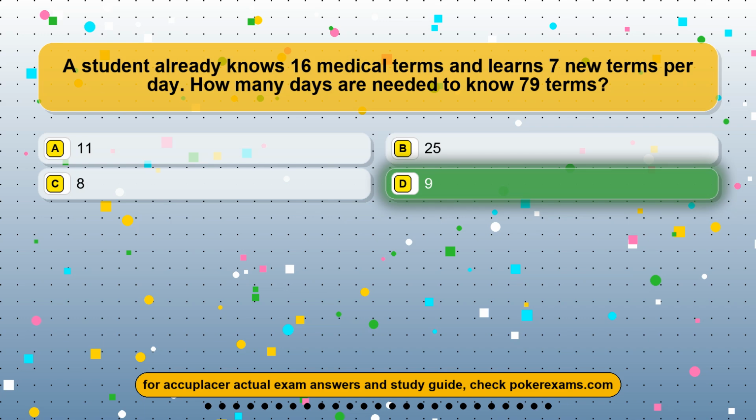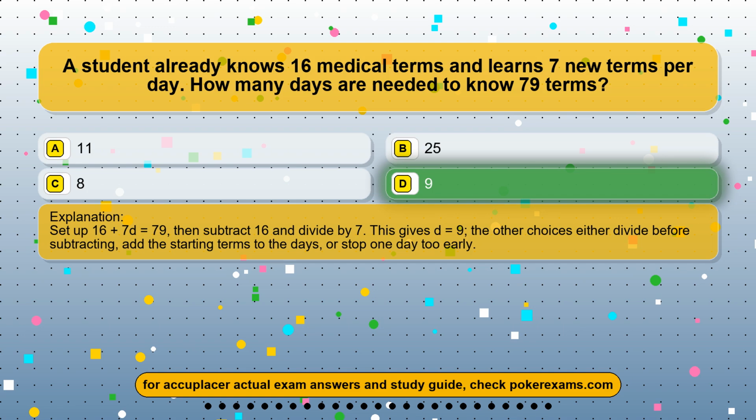The correct answer is option D, 9. Set up 16 plus 7d equals 79, then subtract 16 and divide by 7. This gives d equals 9. The other choices either divide before subtracting, add the starting terms to the days, or stop one day too early.